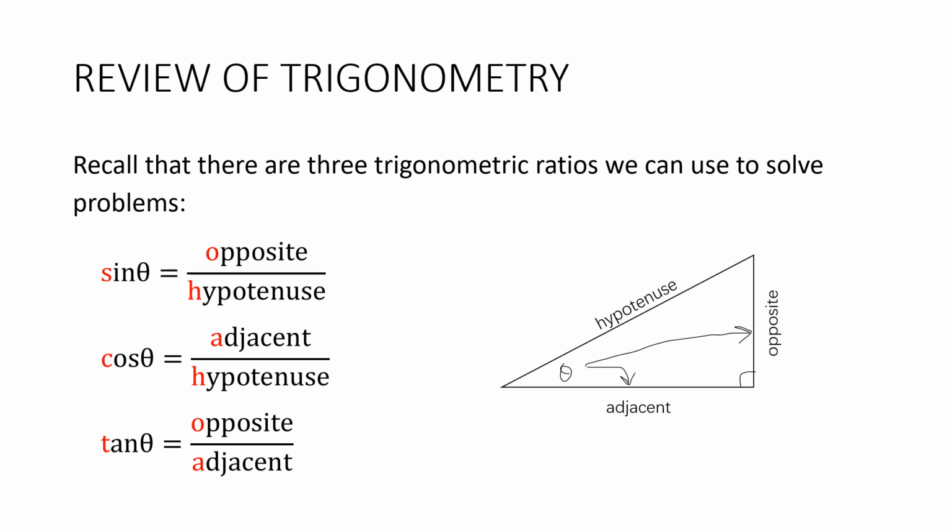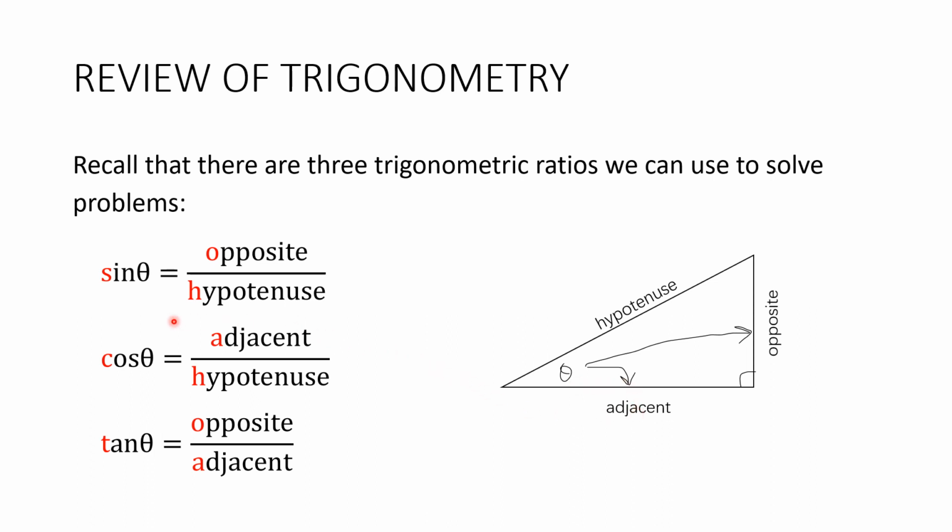So recall that there are 3 trigonometric ratios that we can use to solve problems. There's sine, cosine, and tangent. And also remember, when we're labeling a right-angled triangle, the side opposite the right angle is called the hypotenuse. And then in relation to the angle, the side opposite the angle is called the opposite side, and the side next to the angle is called the adjacent side.